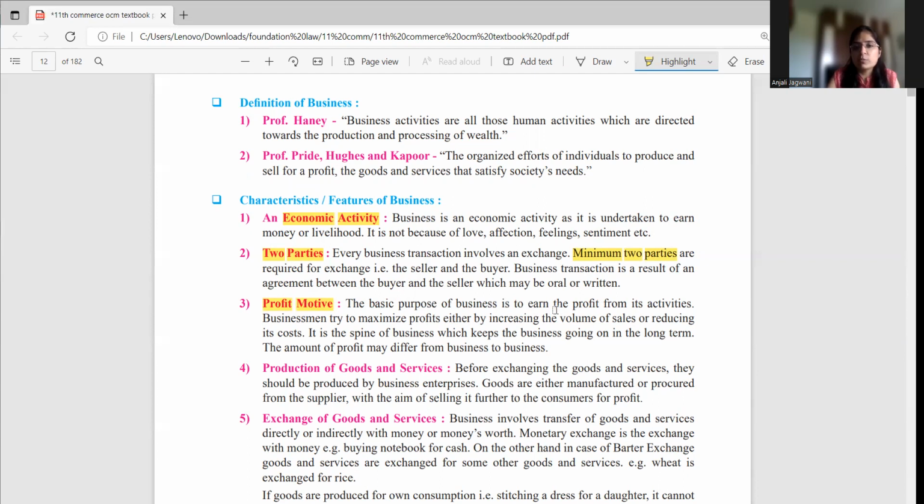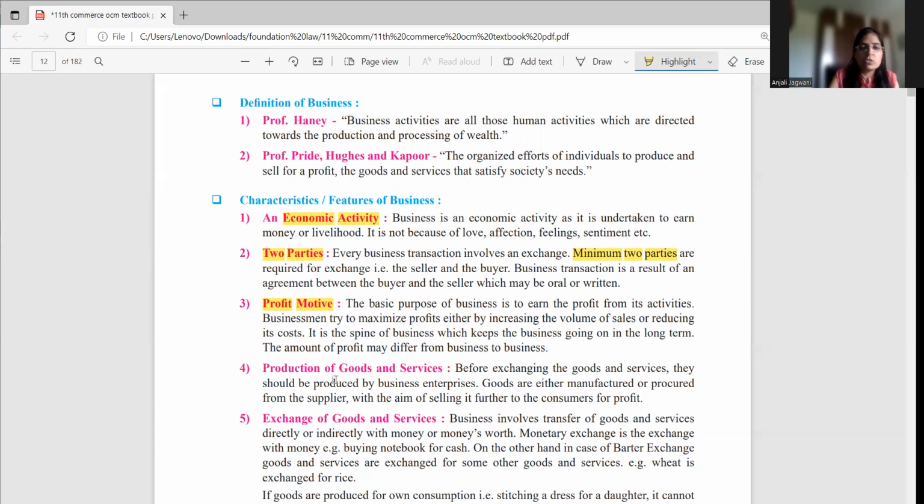So the basic purpose of business is to earn profit from its activities, and businessmen try to maximize profits either by increasing volume of sales or reducing its cost. It is the spine of business which keeps the business going on in the long term. Yes, every businessman wants to increase its profit so that the business keeps on running in the long term. अगर profits increase नहीं होंगे तो फिर business बढ़ेगा नहीं, expand नहीं होगा, and it won't result in good returns. So the amount of profit may differ from business to business.